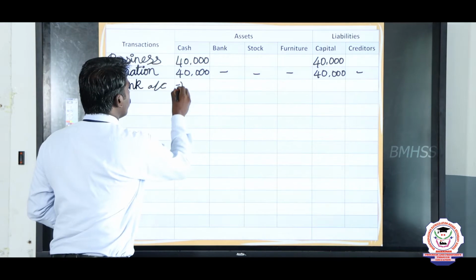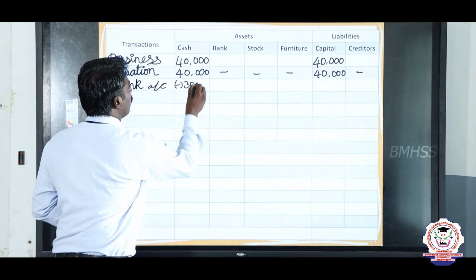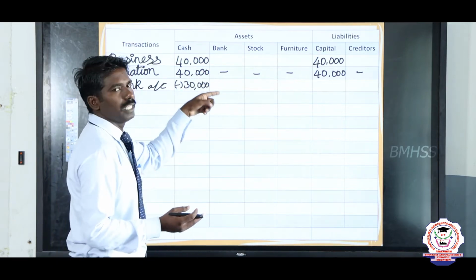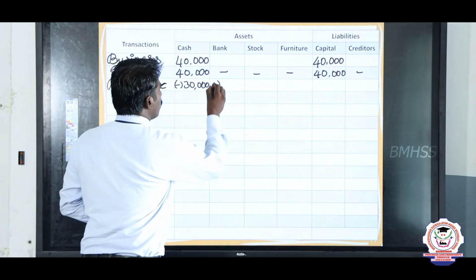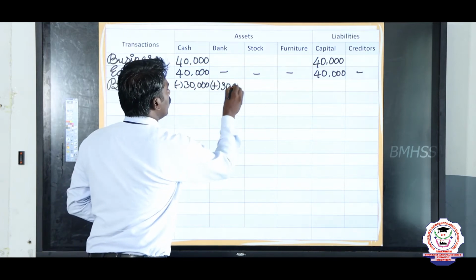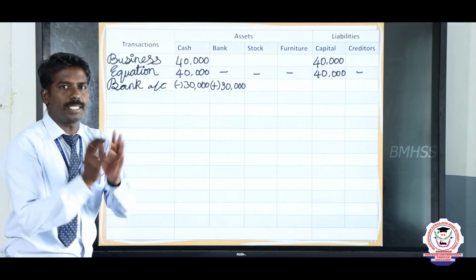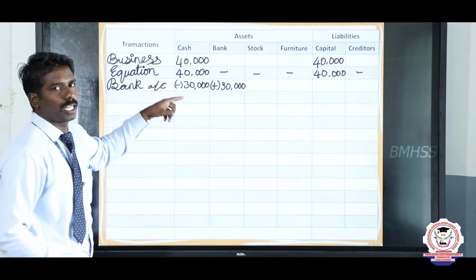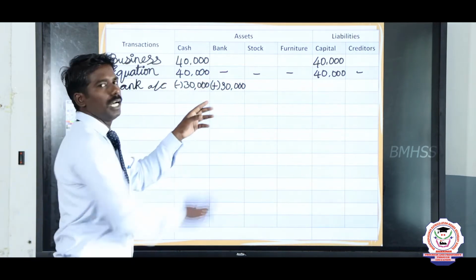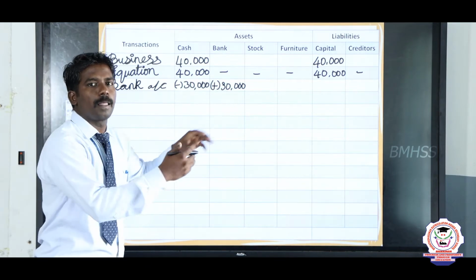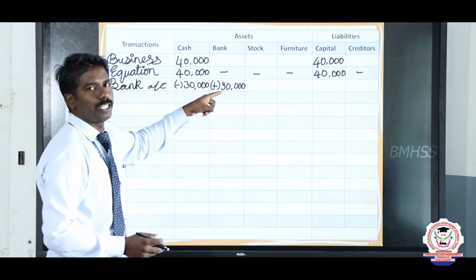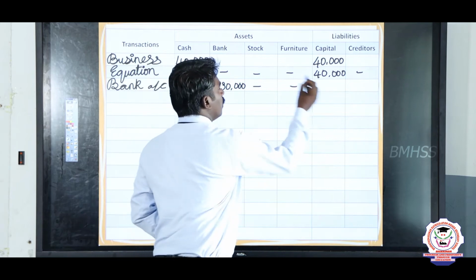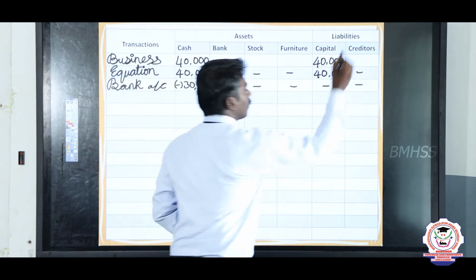deduct 30,000 rupees in the cash column. Then 30,000 rupees is involved in the bank, so write plus 30,000 rupees in the bank column. 30,000 rupees cash goes out from the business organization, so we deduct 30,000 rupees in the cash column, and 30,000 rupees comes inside the business organization by way of banking, so we add 30,000 rupees in the bank column. No effect in stock, furniture, capital and creditors.